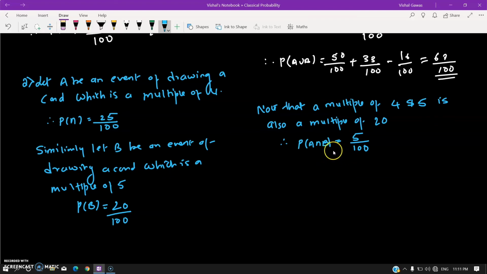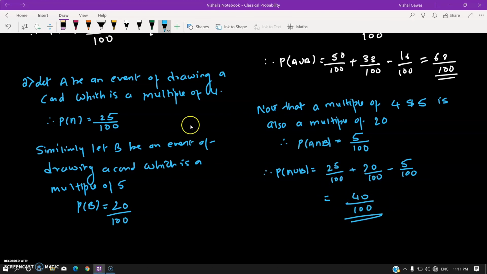So therefore, P of A union B in this case would be, first of all, P of A, which is 25 over 100, plus 20 over 100 minus 5 over 100. So this comes out to be 40 over 100.